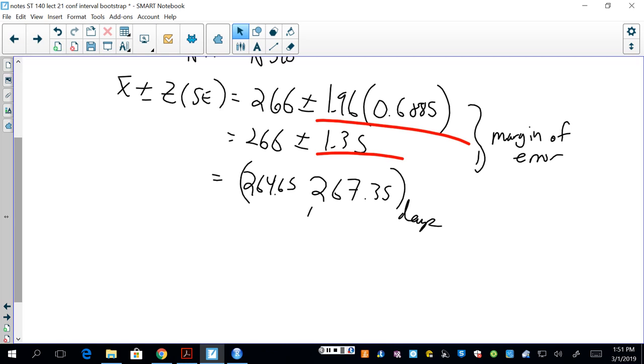Any questions? What happens if we want to go up to 99%? We want to make a confidence interval that has 99% coverage.